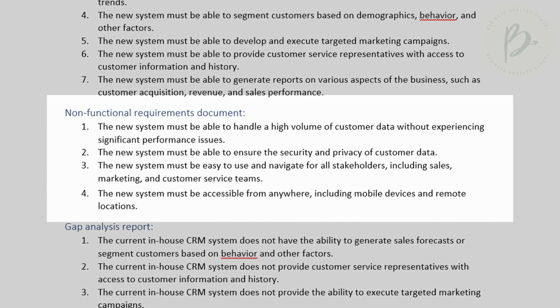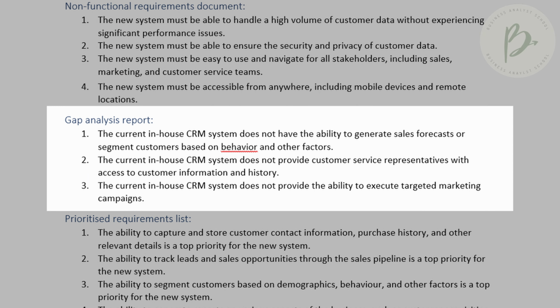Another non-functional requirement is that the new system must be accessible from anywhere, including mobile devices and remote locations. This is one of the requirements that you've gathered when talking to the stakeholders. These are all high level, by the way.